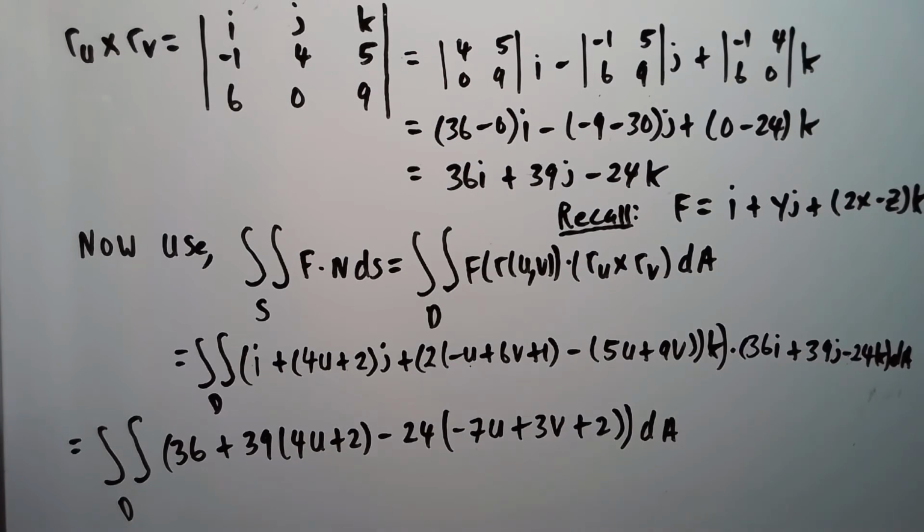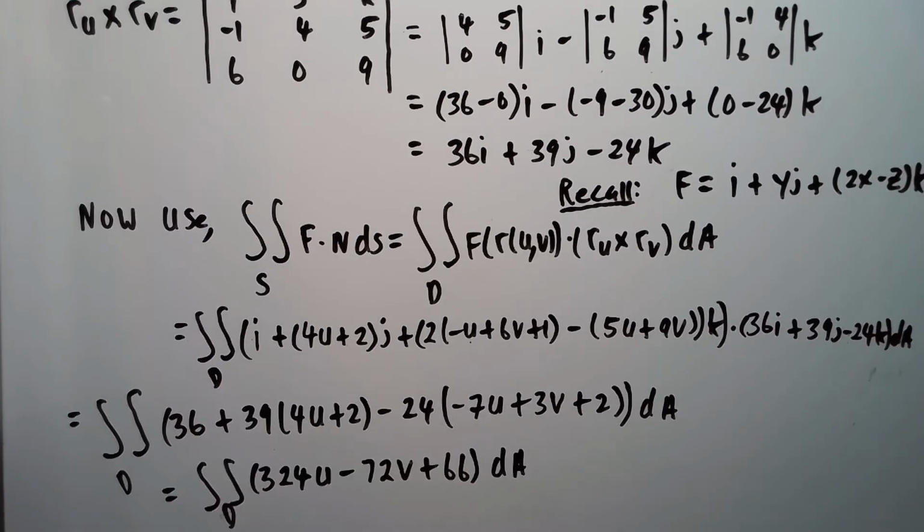Okay, so let me erase some things and keep going with this. If you simplify this inside part, you can pause the video, work it out, you should get 324u minus 72v plus 66.